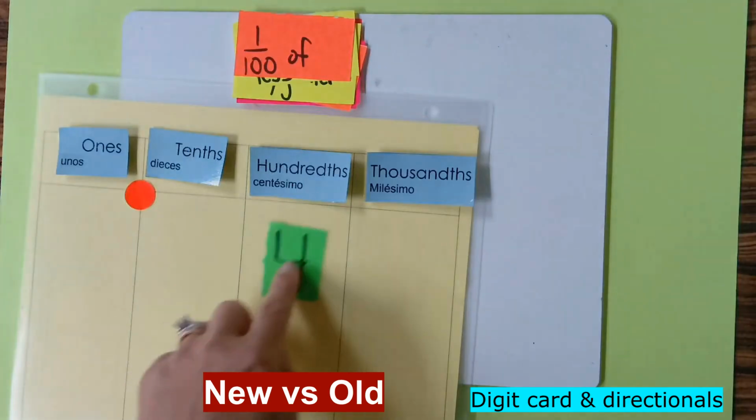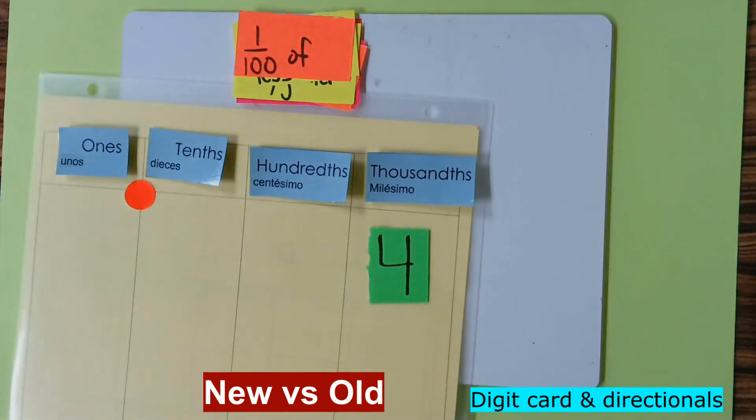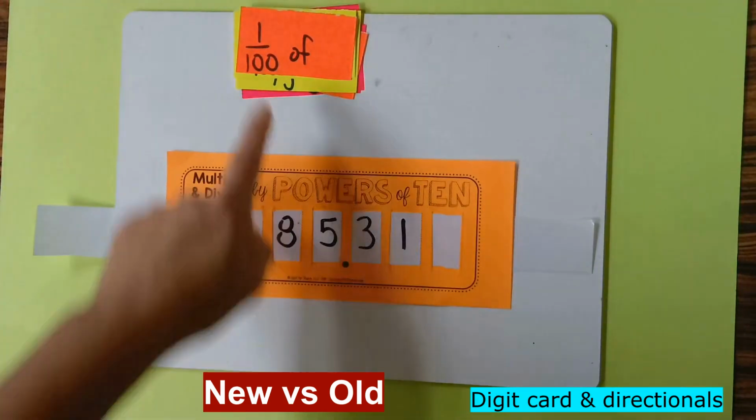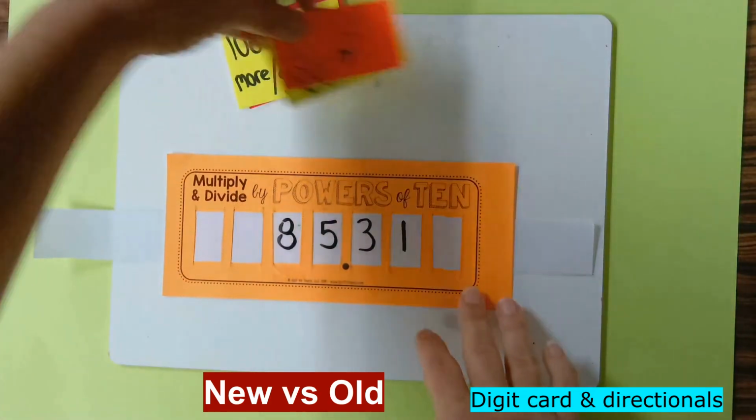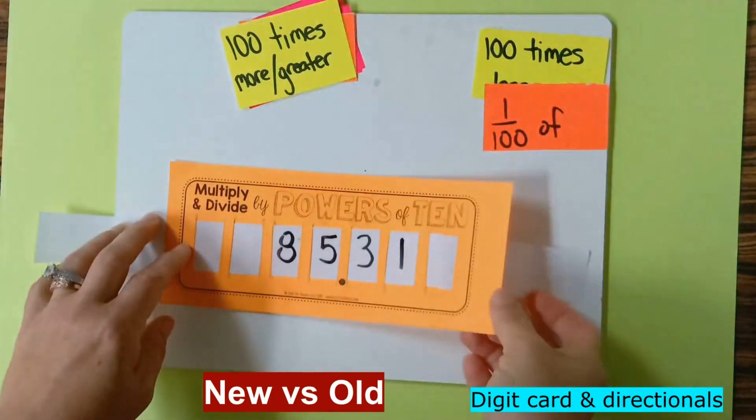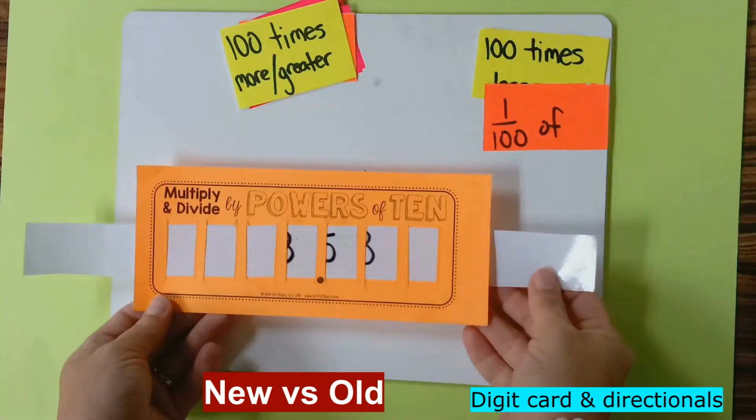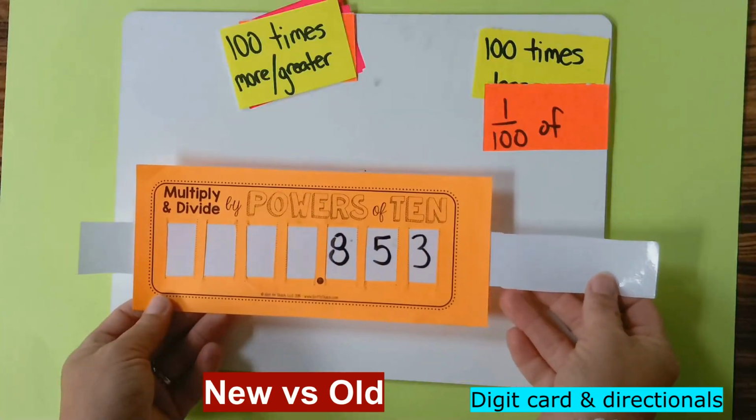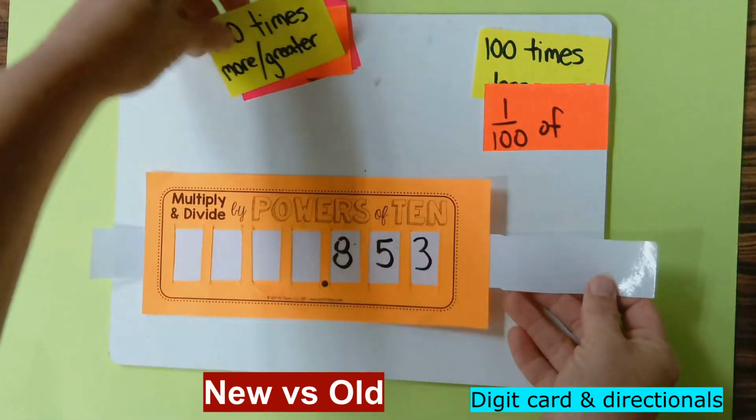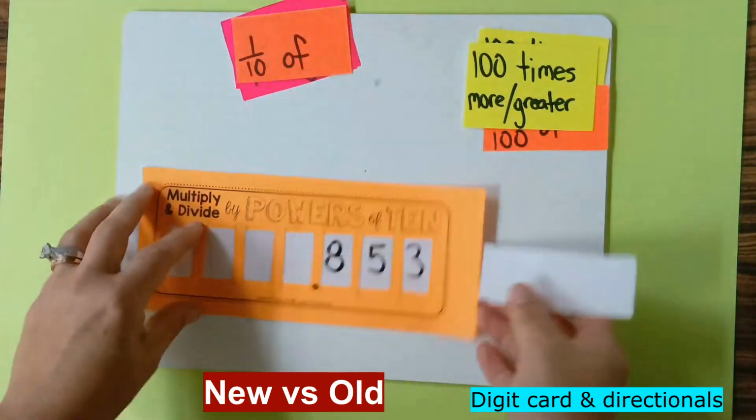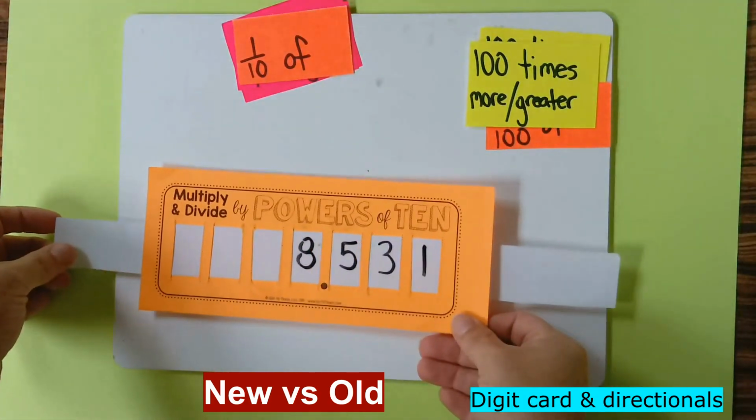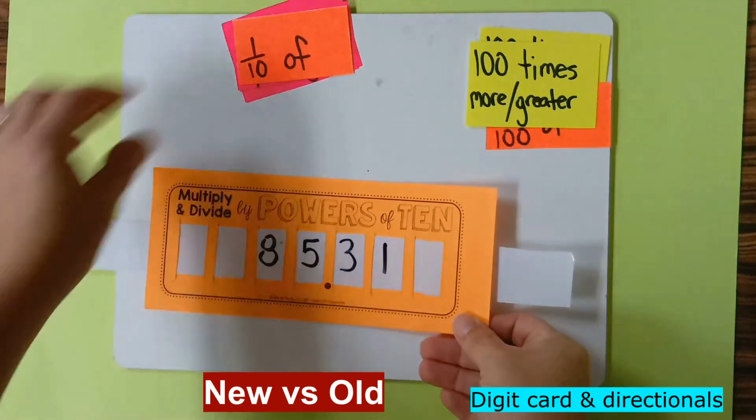As you are doing this, you want to think new versus old. What is the new number I got? And that is blank of the number I originally started with. So you could have students just move the digit and have a conversation, or you can record all of their findings.